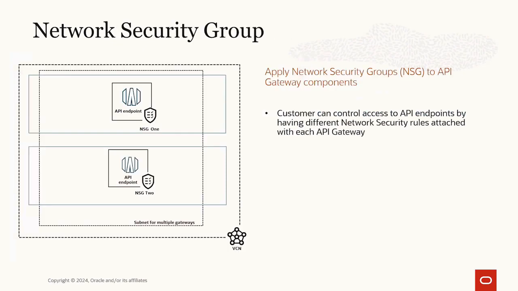And in addition to security lists, you can also apply network security groups to your API gateway endpoints. And the benefit of network security groups is a bit more fine-grained control. With security lists, you're defining ingress allowed ports. You can come in on port 443 and access resources in the subnet. With network security groups, they can reference one another.